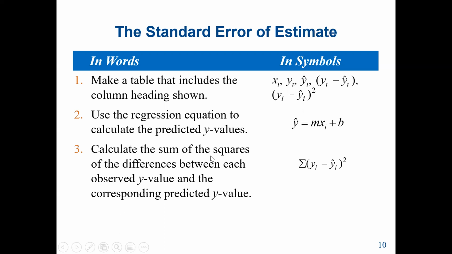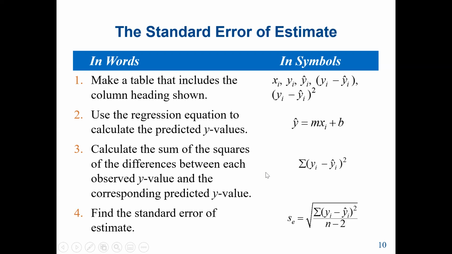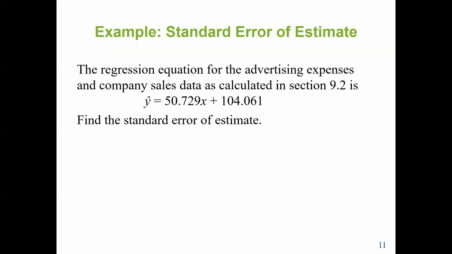So again, we calculate the sum of the squares of the differences between each observed Y value and the corresponding predicted Y value. Then we find the standard error of the estimate. The steps are almost like looking for the standard deviation. But of course, in order to find the Y-hat, we need to get our regression equation. Then when we get our regression equation, we substitute the X value in, and that gives us the Y-hat. Again, in our previous lectures, we went through how to use Excel to determine the regression equation and the best fit line.